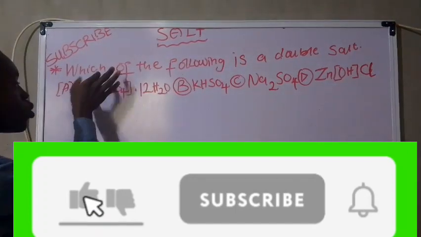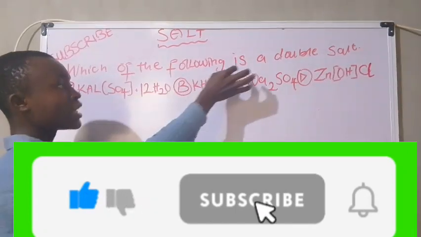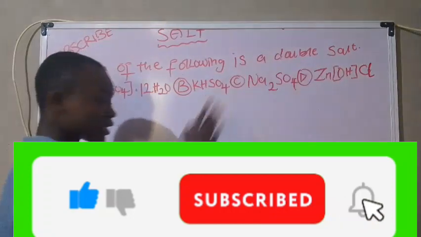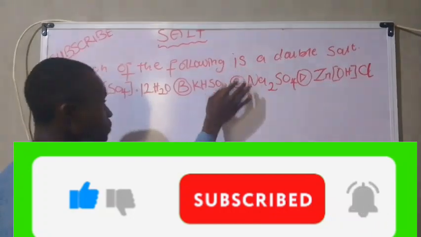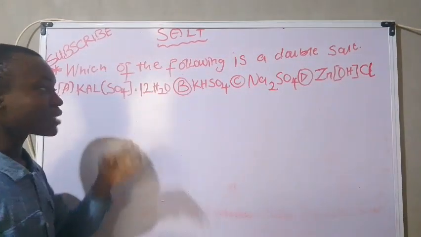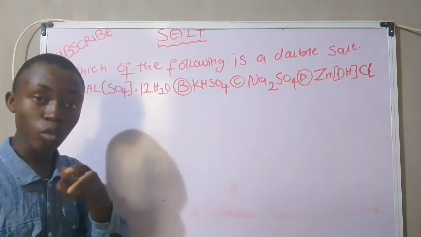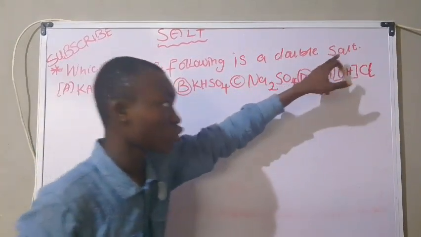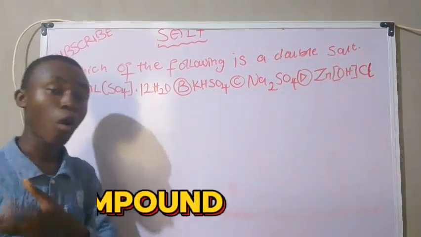Now they say, which of the following is a double salt? When answering this particular question, you must first know what a salt is. A salt or ionic compound.